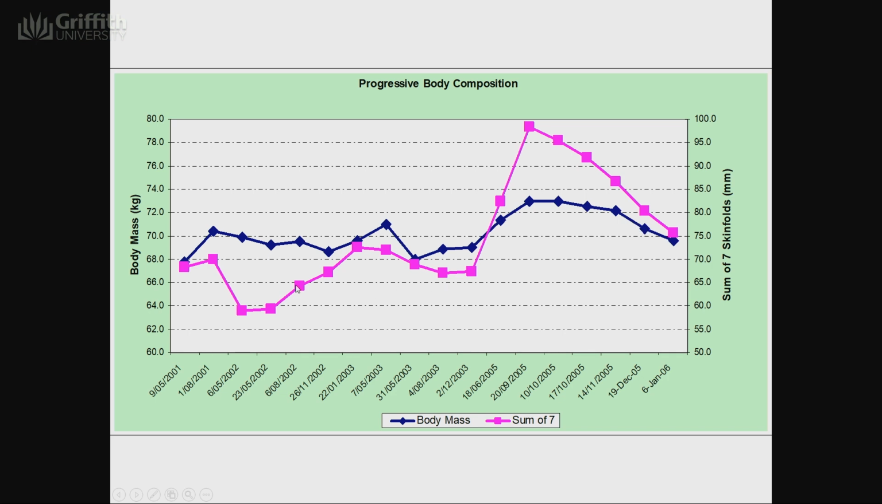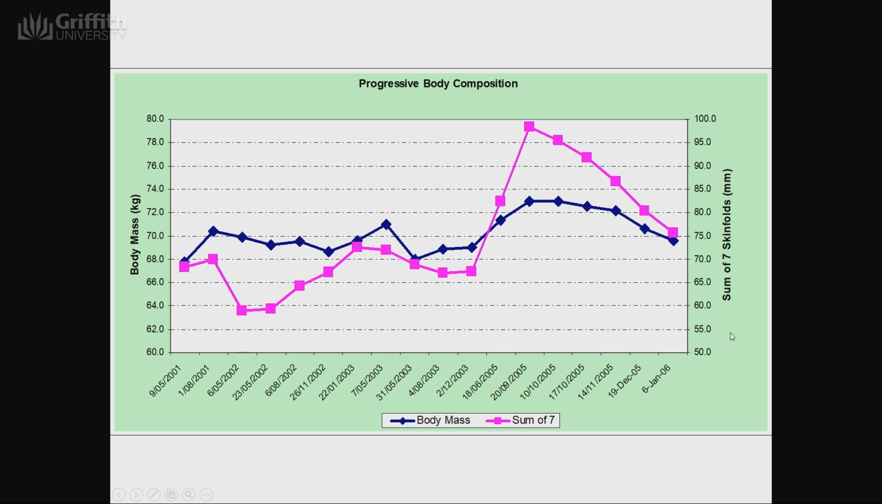So you can see here in 2002, we've seen a slight decrease in body mass, but a large decrease in skin folds where they're going through heavy training. This is an Olympic year, 2002, and then a stabilisation, and we see a competitive period where the body fat goes up and the mass changes subtly before starting competition again.